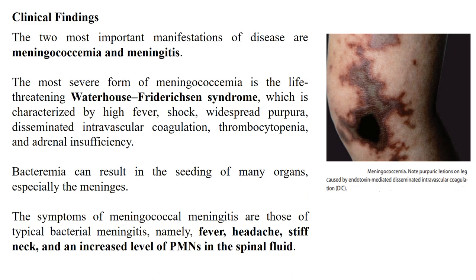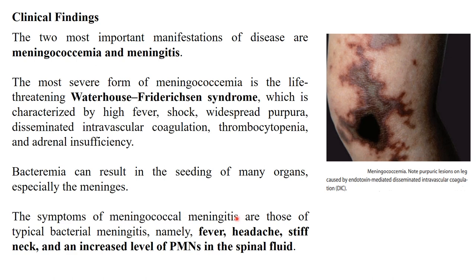The most important manifestation of the disease is meningococcemia, when the meningococci enter the blood and the meninges. The most severe form of meningococcemia is the life-threatening Waterhouse-Friderichsen syndrome, which is characterized by high fever, shock, widespread purpura, disseminated intravascular coagulation, DIC, thrombocytopenia and adrenal insufficiency. These are different symptoms of the Waterhouse-Friderichsen syndrome. Bacteremia can result in seeding of many organs, especially the meninges.